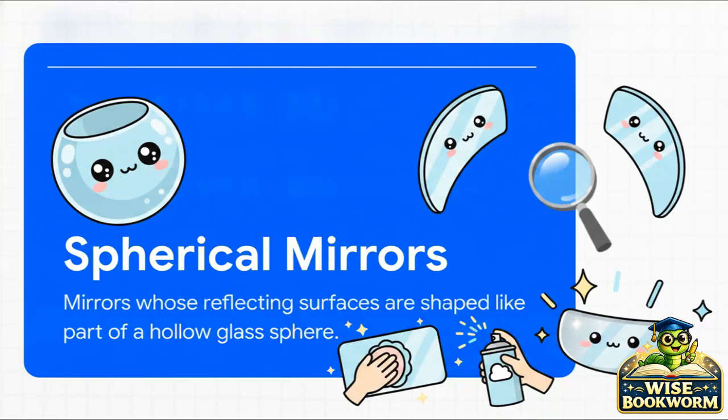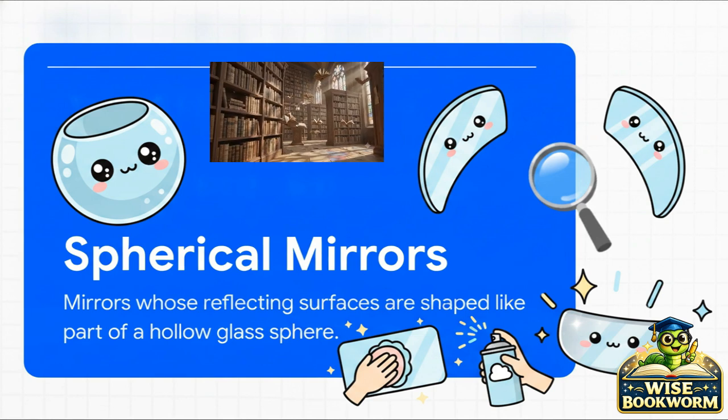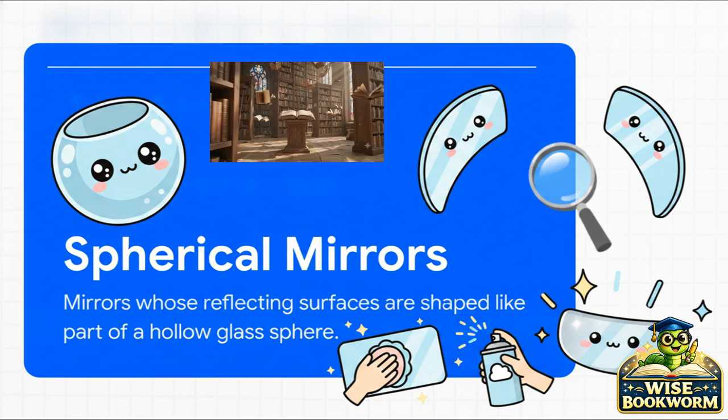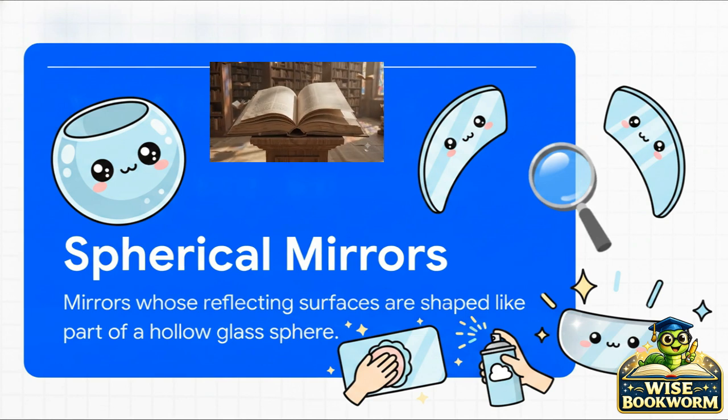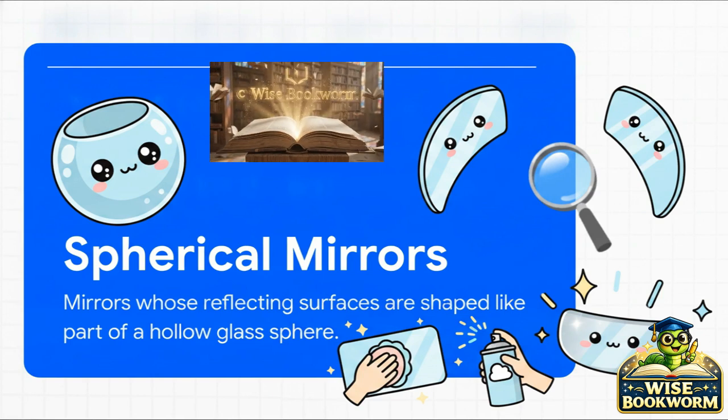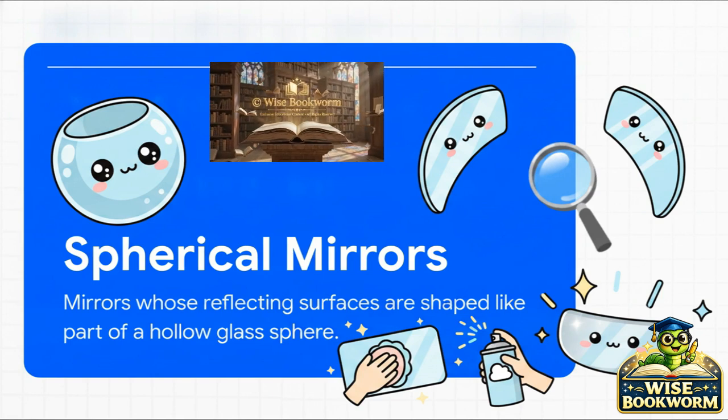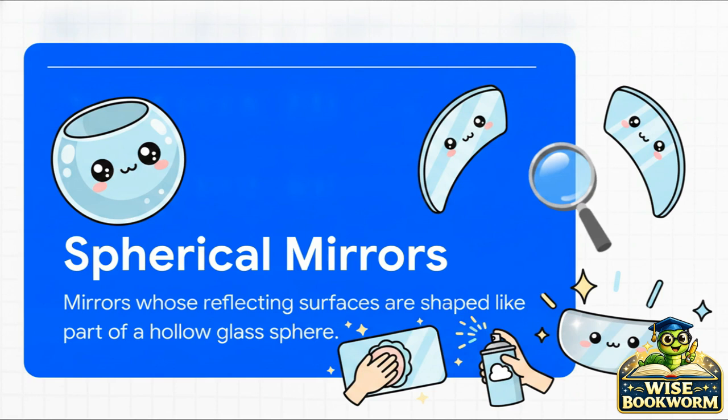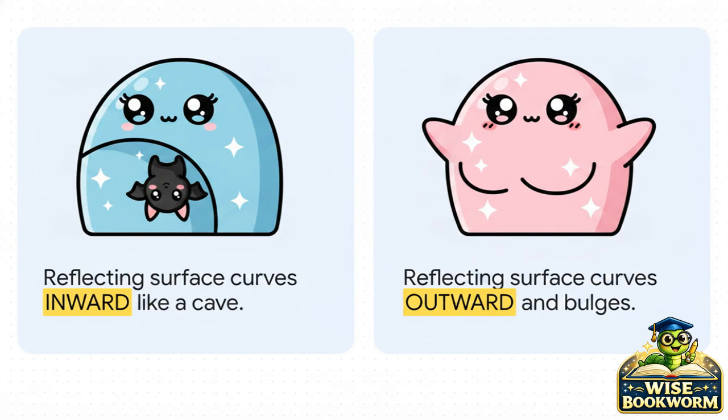So by definition, a spherical mirror is a mirror whose reflecting surface is shaped like a part of an imaginary hollow glass sphere. Now here's the catch. They aren't actually manufactured by taking a giant glass bubble and slicing it up like an orange. Actually, what happens is a flat piece of glass is perfectly ground and polished into a very specific curve. Then, they add a highly reflective coating, like a super thin layer of aluminum, to make it act like a mirror.